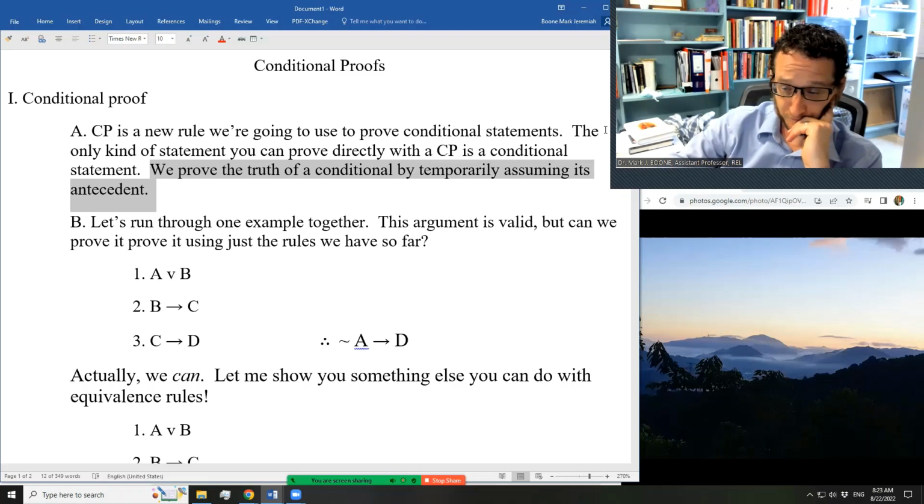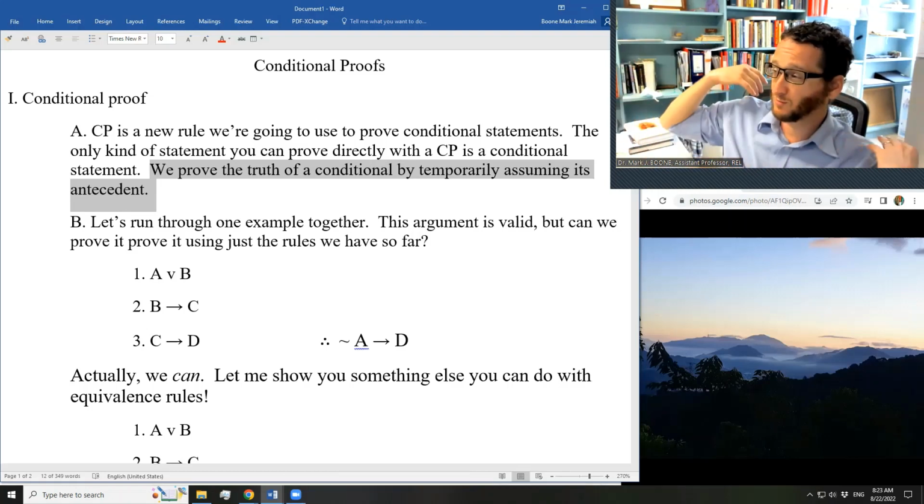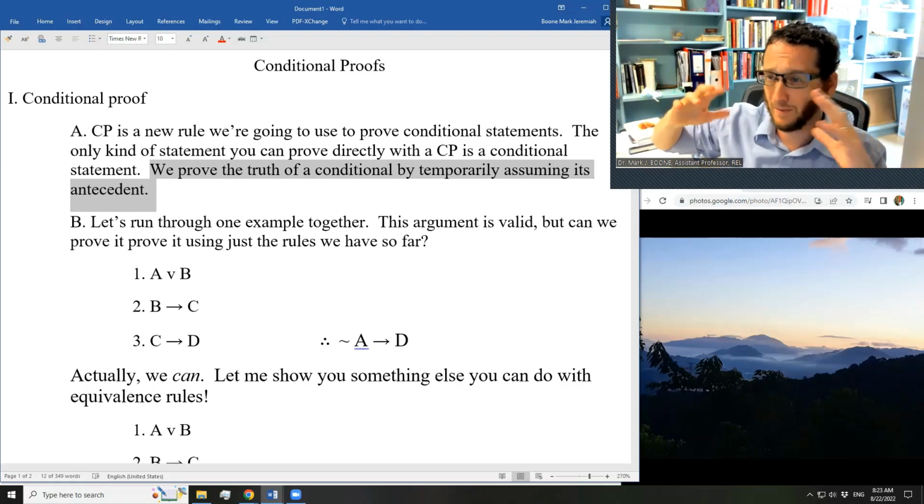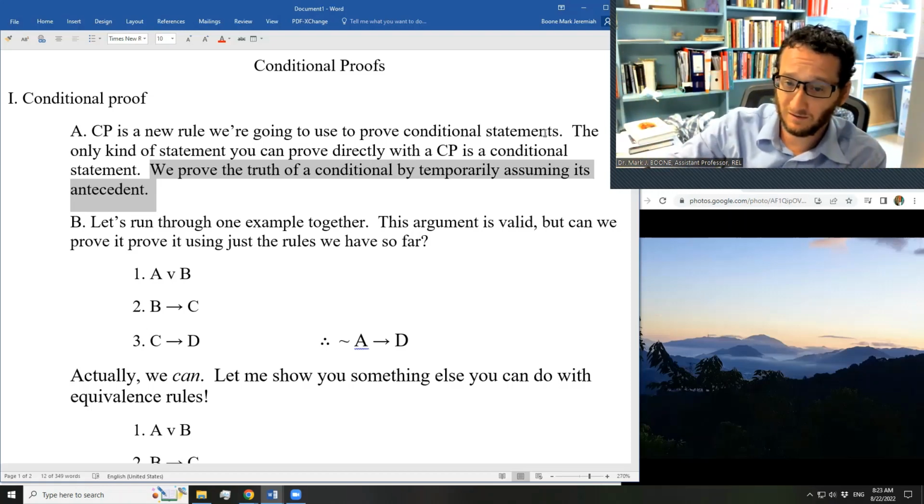Now, we don't really know, or at least we don't need to know, or it's not really part of this process to know whether the if is true. We temporarily assume it, then we show that the then follows from it, and then we show that if the if, then the then, and we don't really know or care. To be precise, we don't care. Maybe we know, but we don't care whether the if is true.